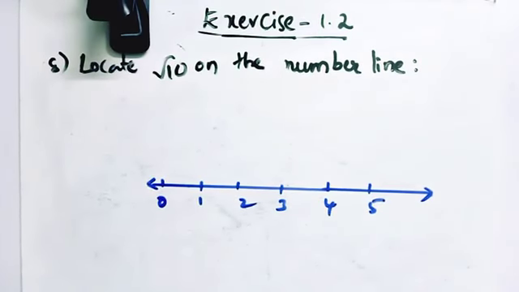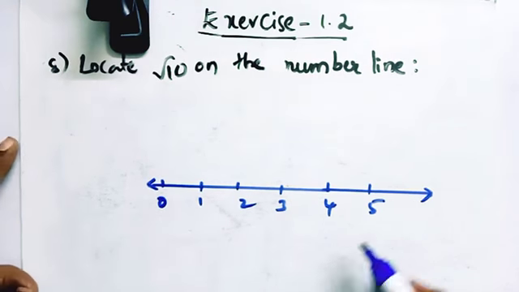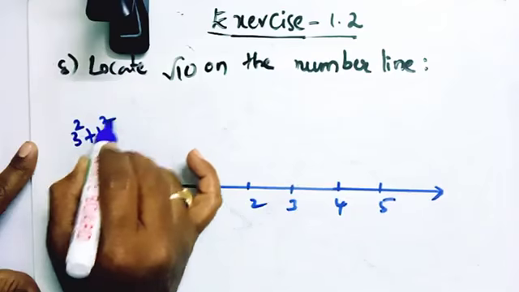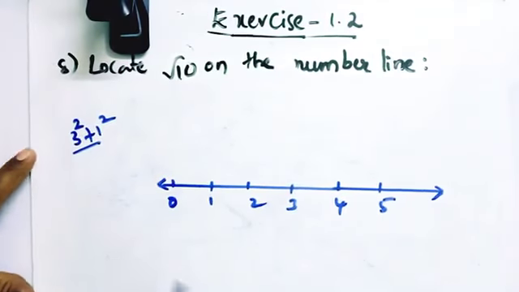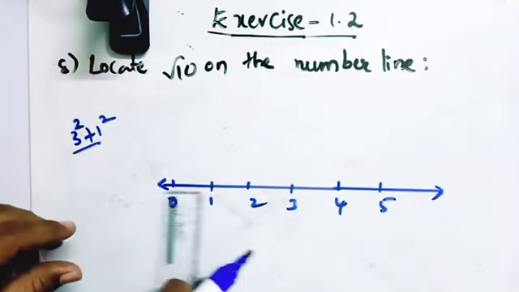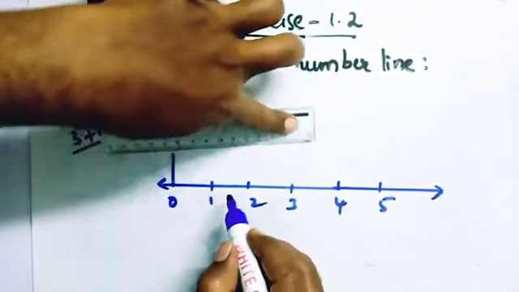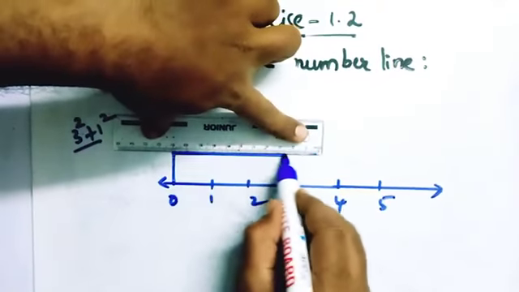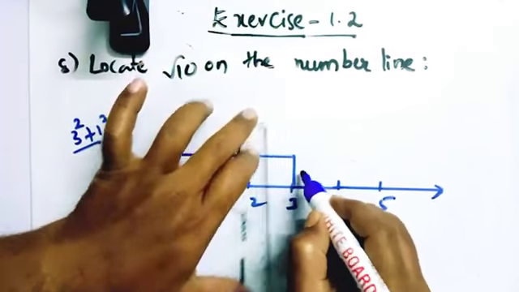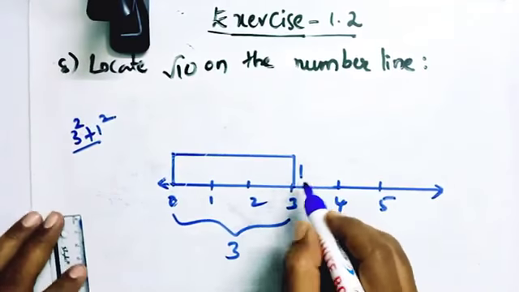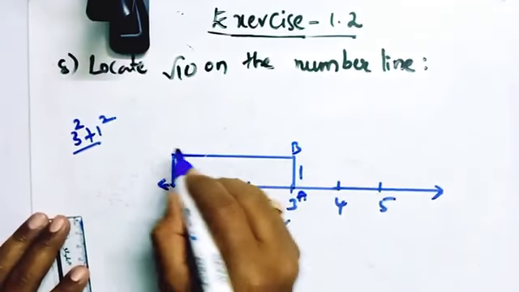The next question, we are locating root 10 on the number line. To get root 10 we need to take 3 square plus 1 square, means a rectangle with 3 into 1. So now 3 into 1, this is 1 unit, I'm taking this rectangle with 3 into 1. So this length is 3 and this length is 1. So I'm taking O, A, B, C.